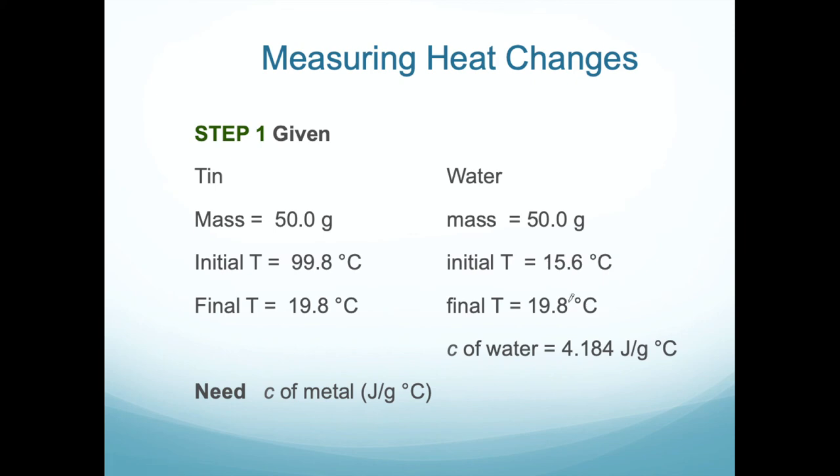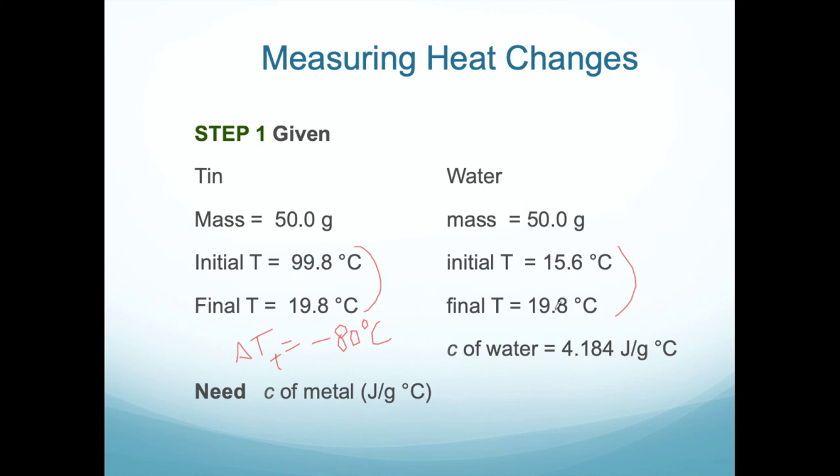Okay, so for our tin, here we have our tin. Notice that the tin is starting off at 99.8 degrees Celsius, and it's cooling down to 19.8 degrees Celsius. So what's the delta T if we take this final temperature and subtract that initial temperature of 99.8? Well, it's going to be a delta T for our tin of negative 80 degrees Celsius, because remember, our tin's cooling down, that's why this is a negative number. Now, look at your water.